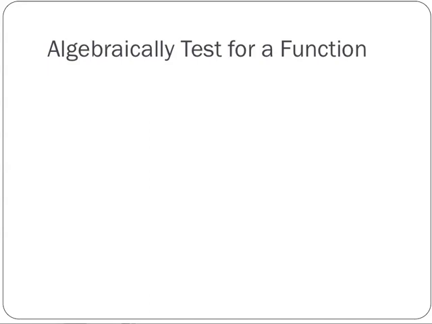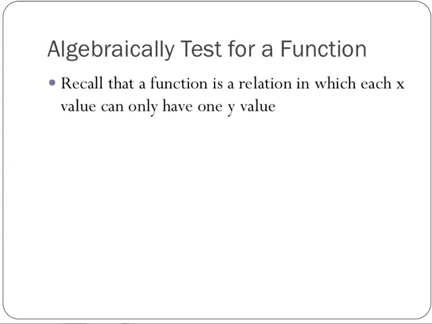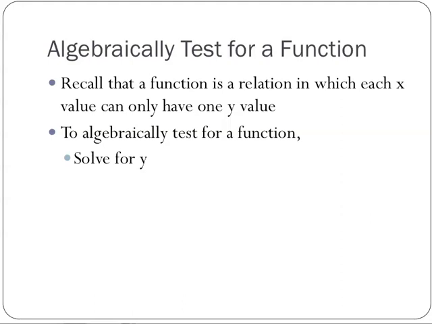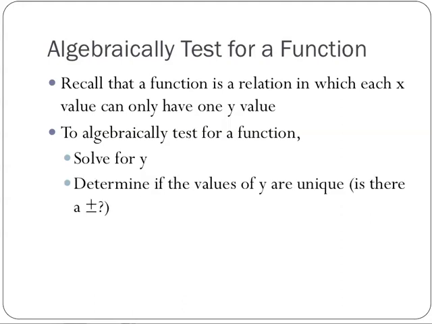So remember that a function is a relation where each x value can only have one y value. Now, in order to algebraically test to see if something is a function or not, you want to first solve for y, and then once you've solved for y, you want to determine if the values of y are unique. In other words, one way to check is to see if there's a plus or minus. That's not the only case in which you do not have values of y that are unique. Sometimes it may have to do with having absolute value symbols in there. But essentially you want to see, if I plug in any value for x, will I only have one value for y?